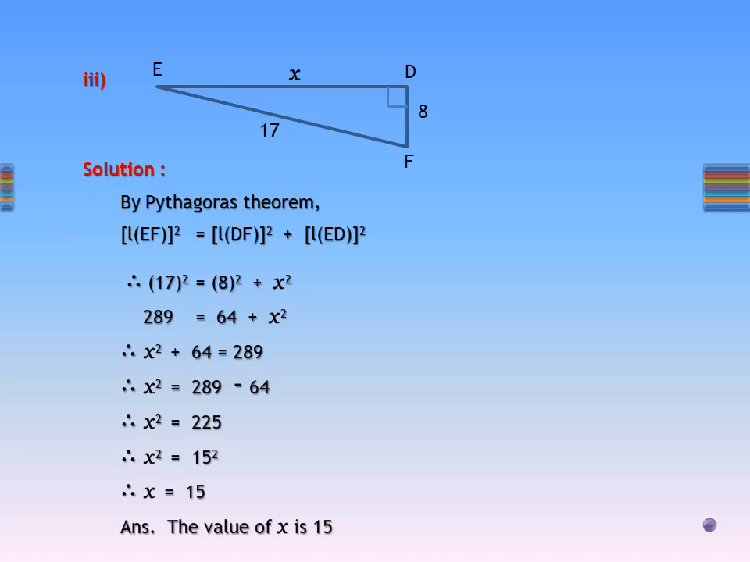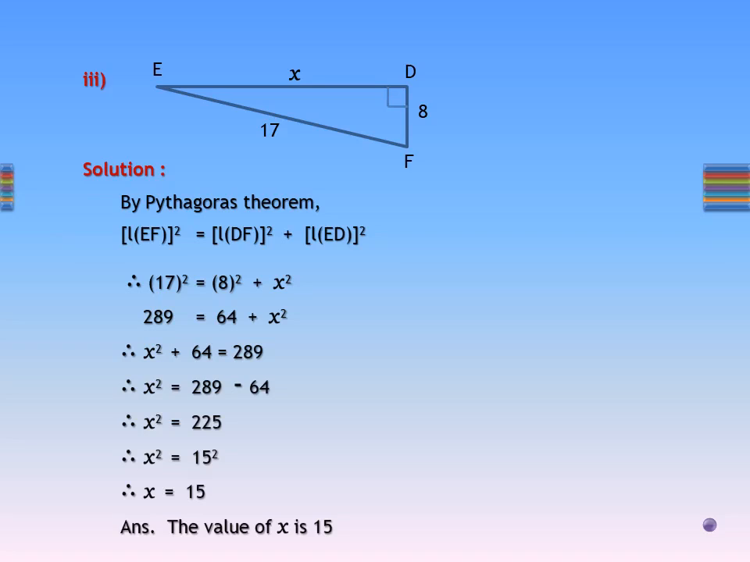Now let us substitute the value. EF is 17, so 17 square equals to DF is 8, so 8 square plus ED is given as x, so we will write x square. 17 square is 289, so we can write 289 equals to 8 square 64 plus x square. Now let us rearrange it. So x square plus 64 is 289. We have to find the value of x square, so we will write x square equals to 289 minus 64, which comes to 225. So we can write x square equals to 225.